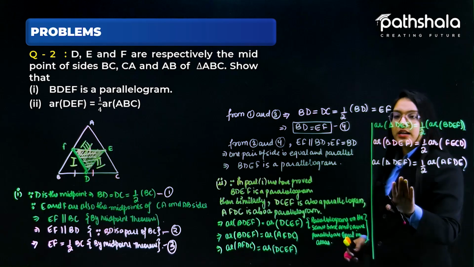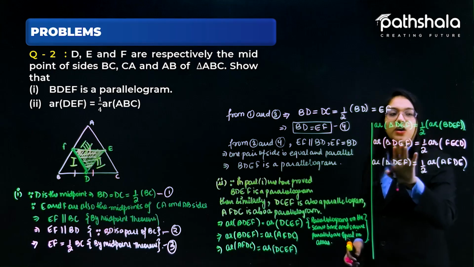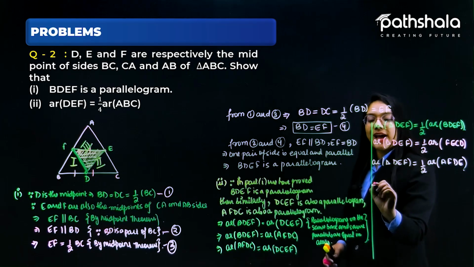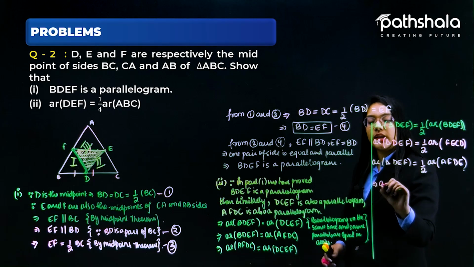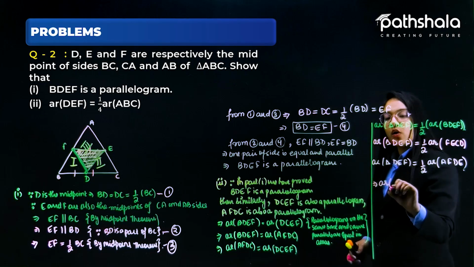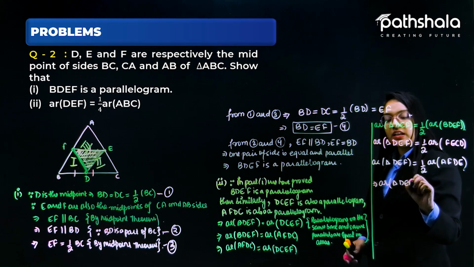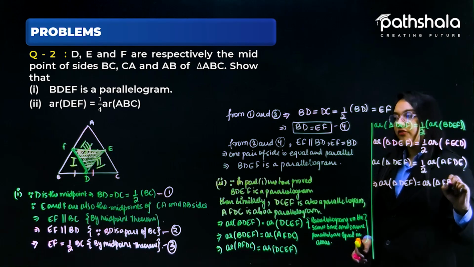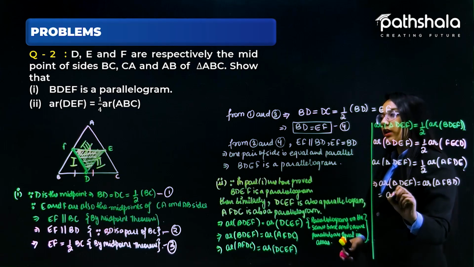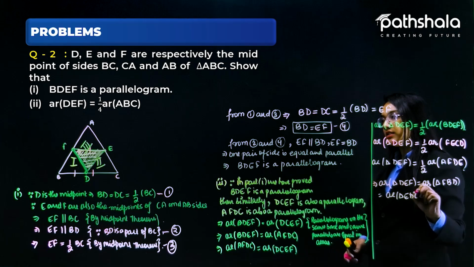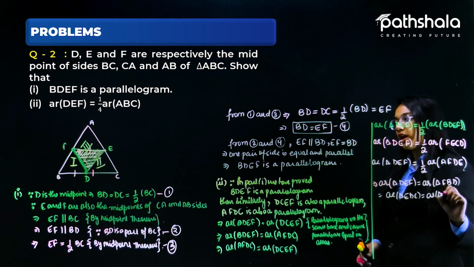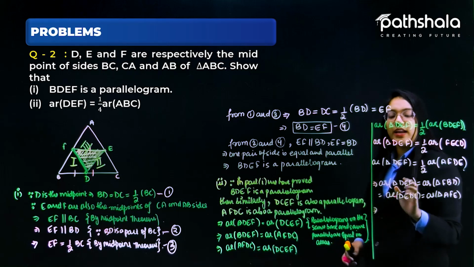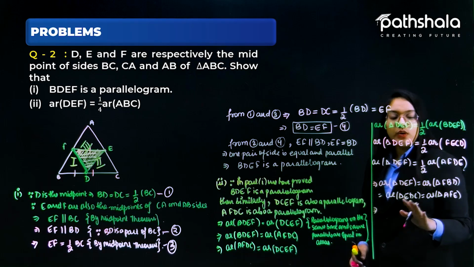Now here we can see that the area of DEF is half of this, the area of this is half of this, and the area of this is nothing but half of this, which implies that the area of the triangle DEF should be equal to the area of the triangle FBD, which should be equal to the area of the triangle EDC, which should be equal to the area of the triangle AFE, and hence it implies that the areas of all are equal to each other.